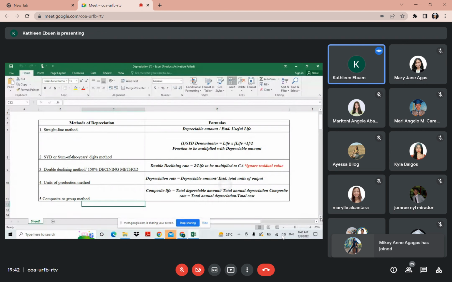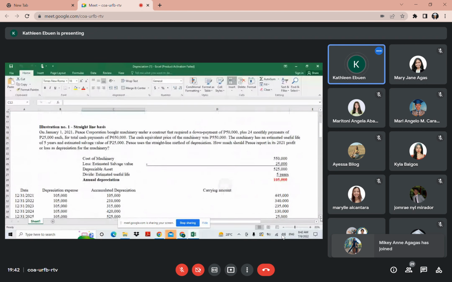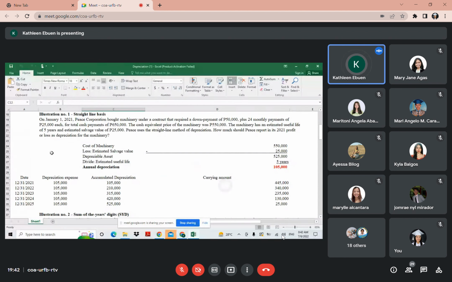Okay, so try natin itong first problem. So, may solution na din, no? So, on October 1, 2021, Peace Corporation bought machinery under a contract that required a down payment of 50,000 plus 24 monthly payments of 25,000 each for total cash payments of 650,000. The cash equivalent price of the machinery was 550,000. The machinery has an estimated useful life of 5 years and estimated salvage value of 25,000.